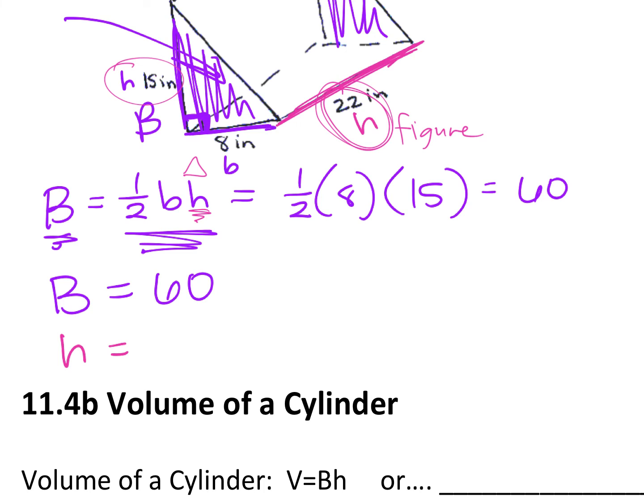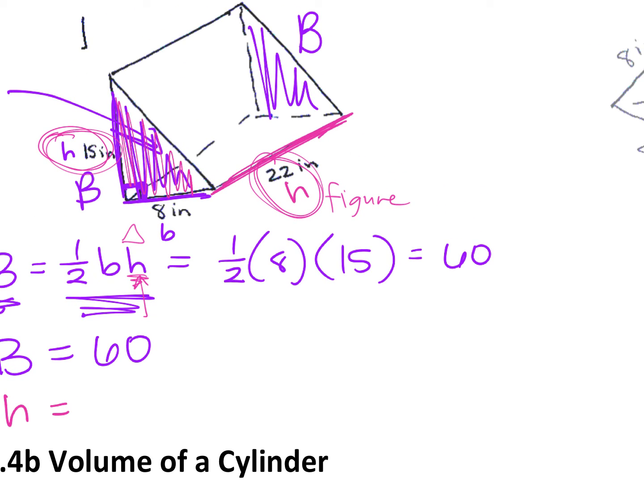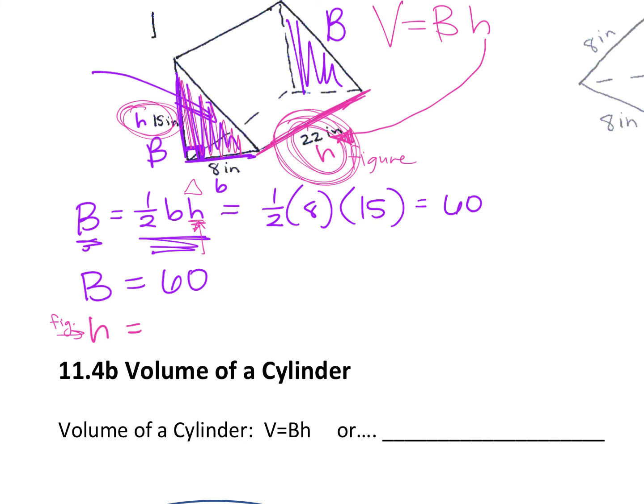When we're looking for B times H, this H is the height of the figure. This other H is the height of the base, which is the height of the triangle in this case. Okay, so keep that straight. Yes, this is a height, but it's only a height in terms of finding the area of our triangle. This height is the height that is in our formula. So when we're doing volume equals BH, this one is this one. It's the distance between your bases. Does that make sense? Julie, did you have a question? Okay. So H right now is going to be 22.